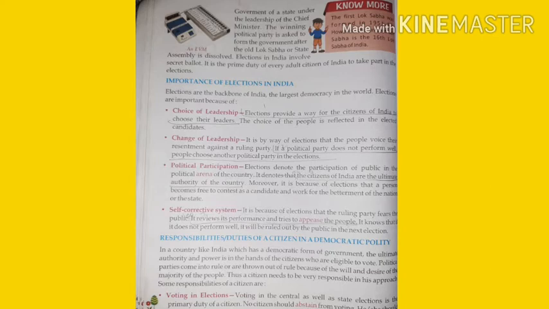So, now see, in a country like India, which has a democratic form of government, the ultimate authority and powers are in the hands of the citizens who are eligible to vote. Political parties come into rule or are thrown out of rule because of the will and desire of the majority of the people. Thus, a citizen needs to be very responsible in his approach.